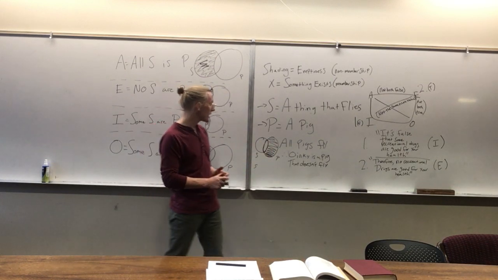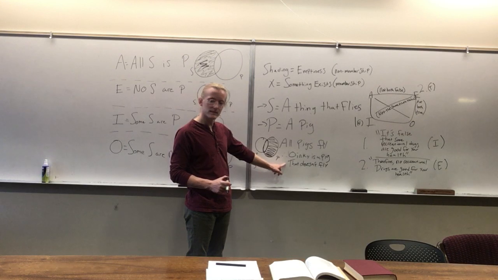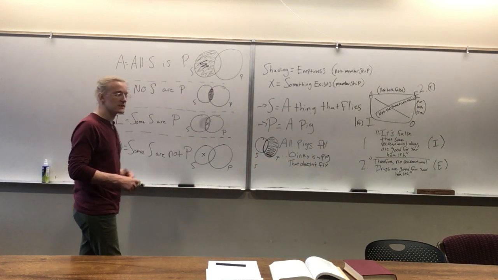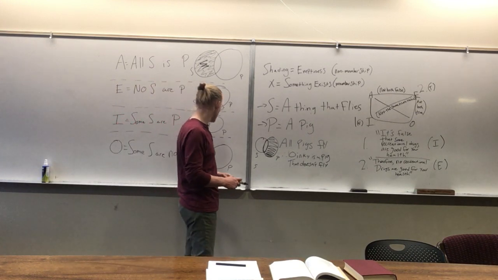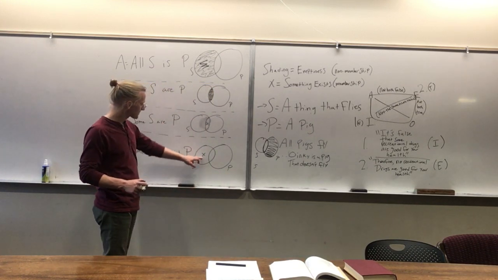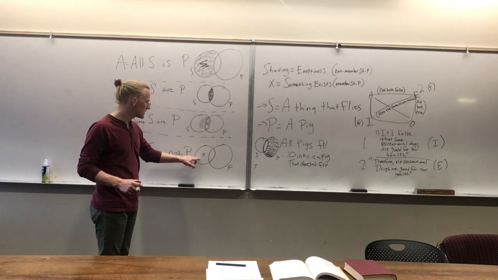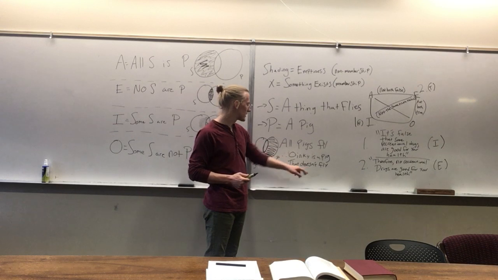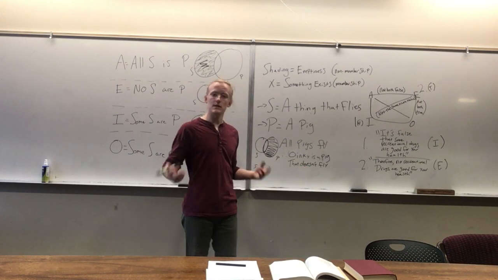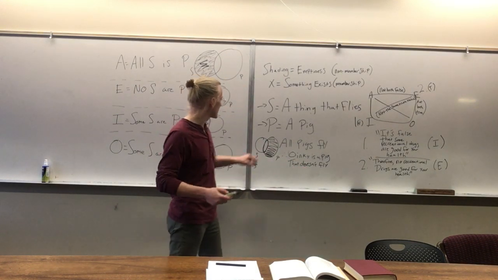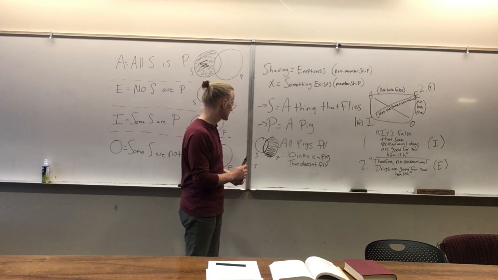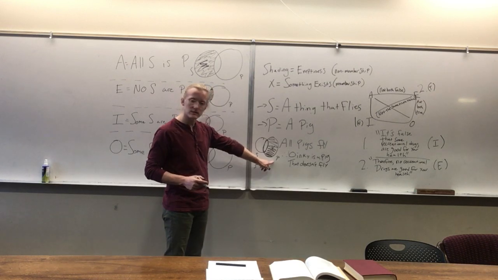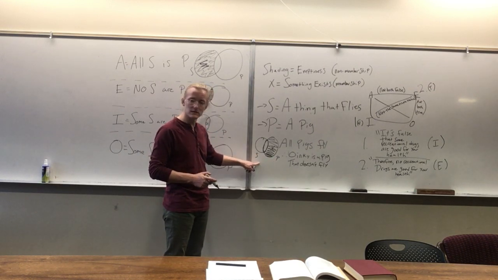Okay? Now my conclusion is, again, an O statement, that there is a pig that doesn't fly. Now, when I do an O statement, I draw an X, given the existential import. And in this case, my existential import is that there exists some pig that doesn't fly. There exists a P that is not an S. And so for this, I would draw an X, right? I would draw an X where pigs exist, but flying things don't.